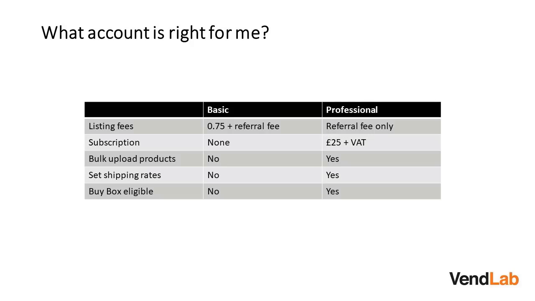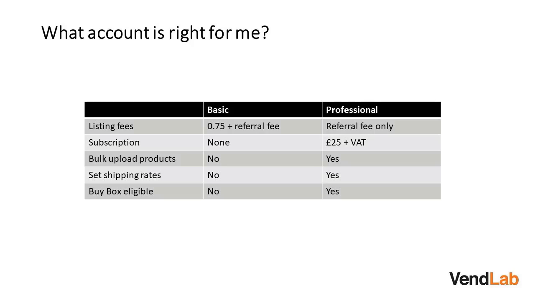For the basic account level, you can only create products manually one by one, but for the professional level, you can upload files to create multiple products at once. For the basic account, you can't set your own shipping rates. You can only set the shipping rates that Amazon provides you with. But for the professional, you can set up shipping templates that can be attached to products which set the shipping rates.